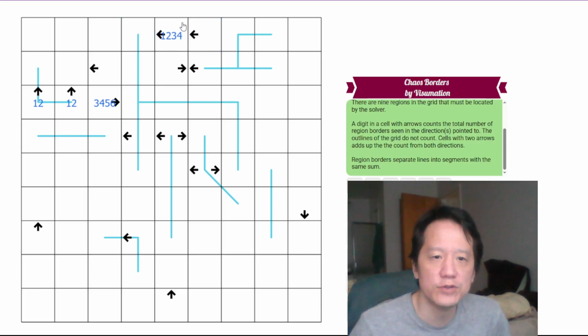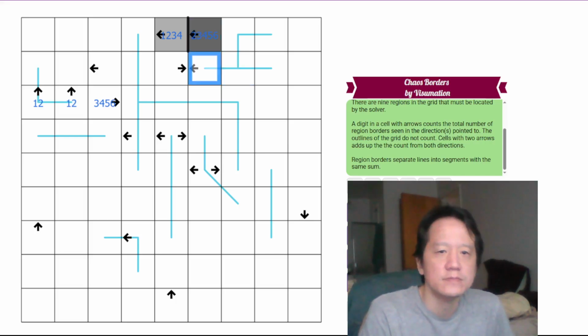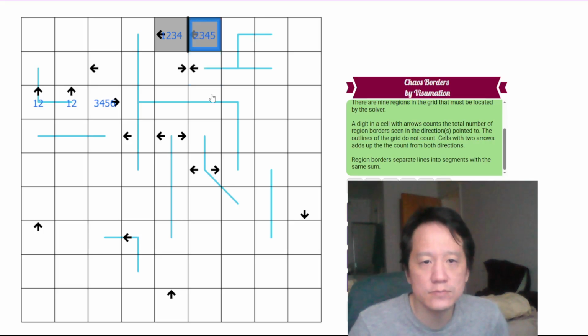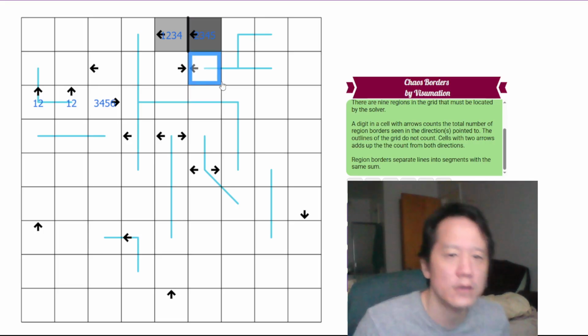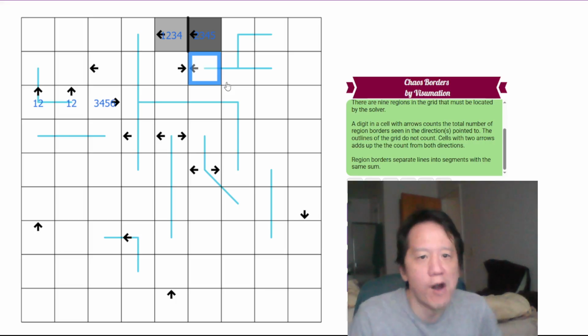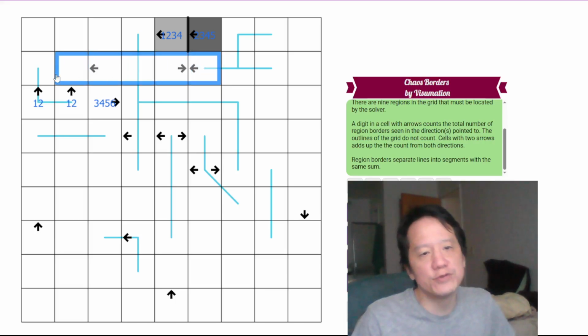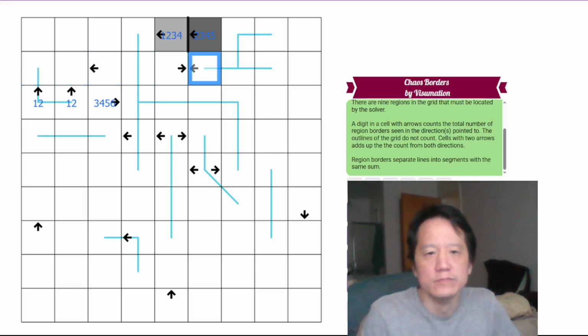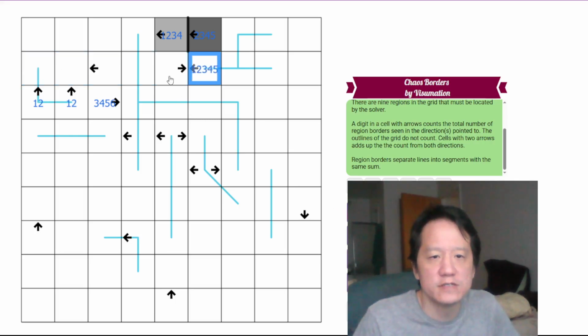So we know this is a boundary here. I guess we'll mark this medium and dark here. This must see 2 through 5. This sees 1 through 5 here. This sees 1 through 4 here, right? 1, 2, 3, 4.